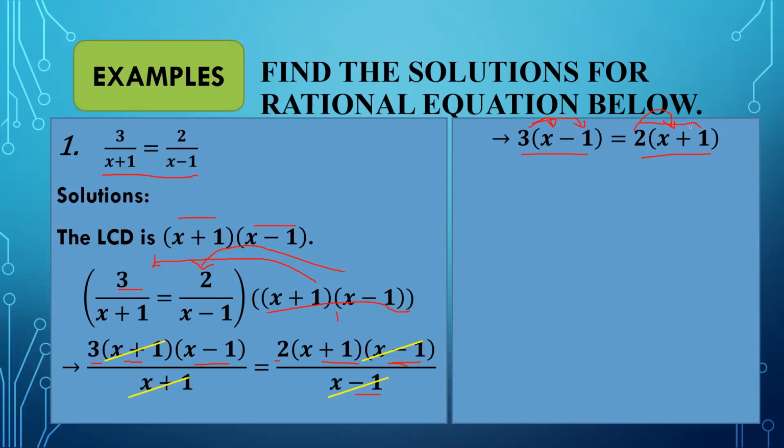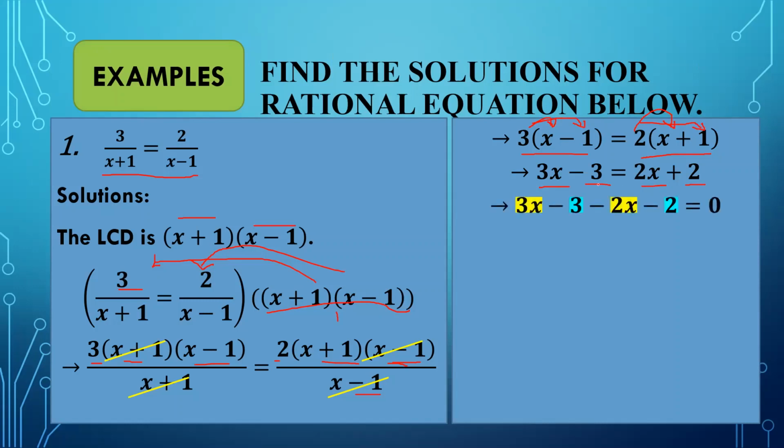So we have the given equation. 3 times x, that is 3x. 3 times negative 1, that is negative 3. 2 times x, that is 2x. And 2 times 1 is 2. So we have this one.